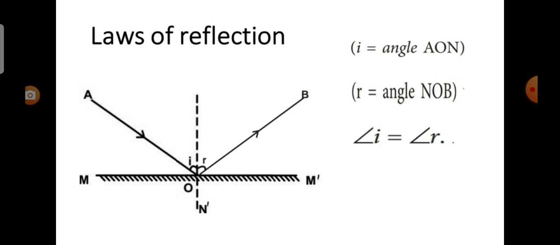The angle made by the incident ray with the normal is called the angle of incidence. The reflected ray OB makes an angle with the normal, and this is called the angle of reflection. From this figure, you can observe that the angle of incidence is equal to the angle of reflection. The incident ray, reflected ray, and the normal at the point of incidence all lie in the same plane. These are called the laws of reflection.